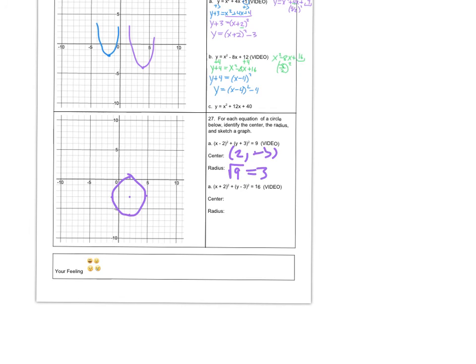For the second one, we're looking at a center of negative 2, positive 3. Square root of 16 would be 4. So if we take a look, negative 2, 3, and going 4 in all directions gives us something that looks like this.